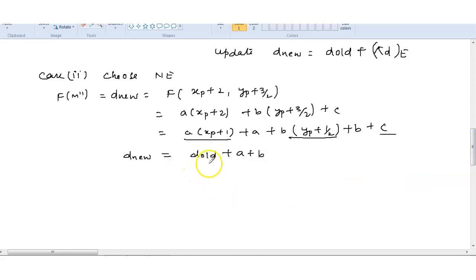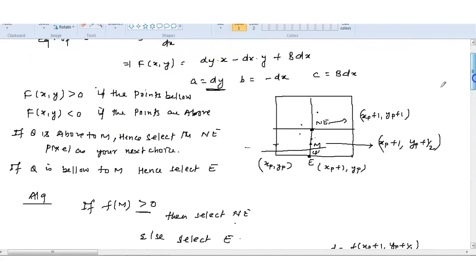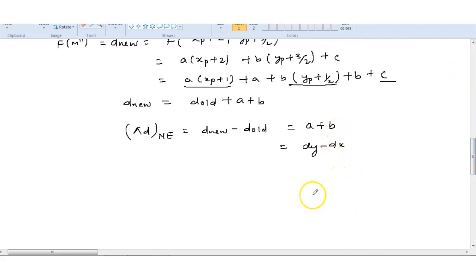So the difference in the northeast case we got is d new minus d old is equal to a plus b, where a is dy and b is minus dx. So we can substitute the value of b as minus dx. This is how we have to choose the corner, either the east corner or the northeast corner.